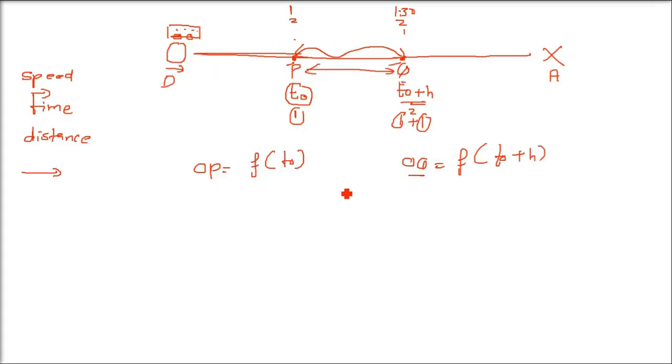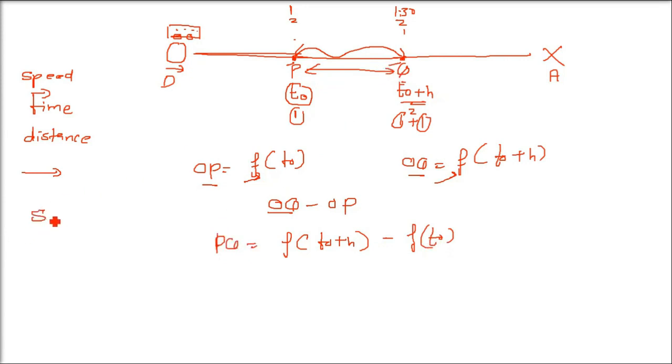Now, so you have OP and OQ. Now I ask you, what is the PQ distance? You can easily tell OQ minus OP. As I already told you, it is an h distance. You know that it is going to be h. So what is the distance? f(t0 plus h) minus f(t0). So PQ is the distance, right? Distance. Okay. Speed equals distance by time. I just told you that distance is a function of time. So PQ is f(t0 plus h) minus f(t0).